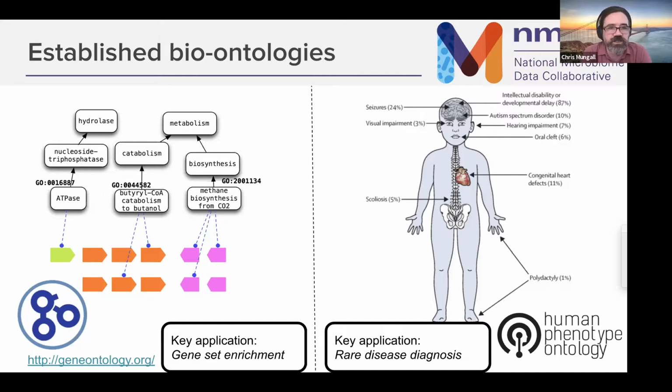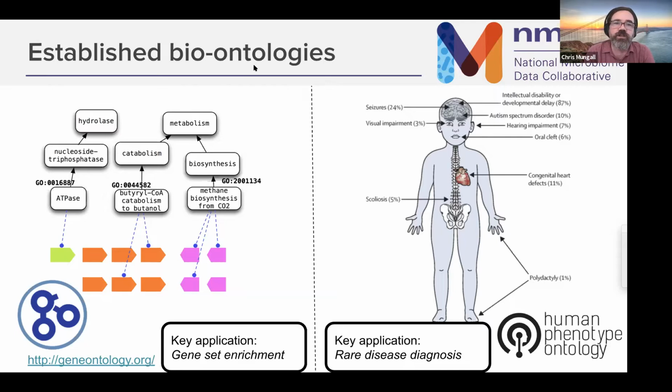You can make use of these annotations to build gene sets. And maybe one key killer application of the GO is gene set enrichment, which is how many of you will have encountered GO. You'll have a set of genes that are overexpressed under some experimental condition, and you want to understand what distinguishes those genes from other genes in the genome. So that's one key application of the GO.